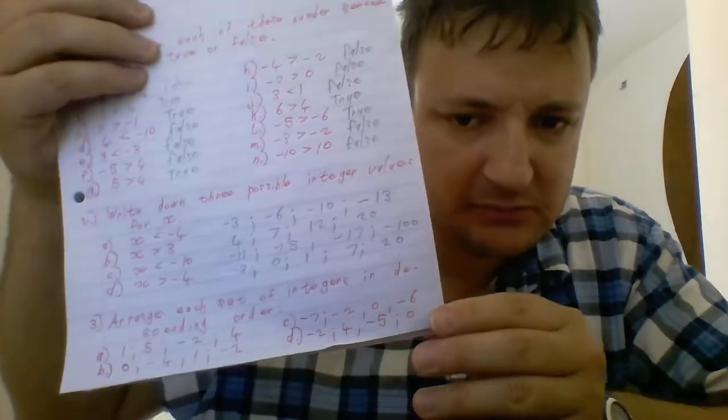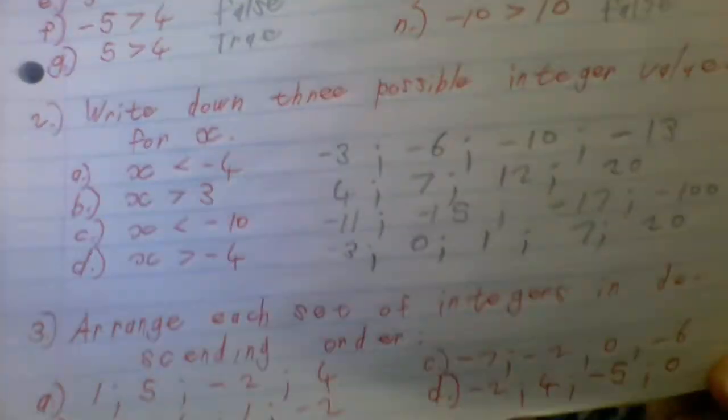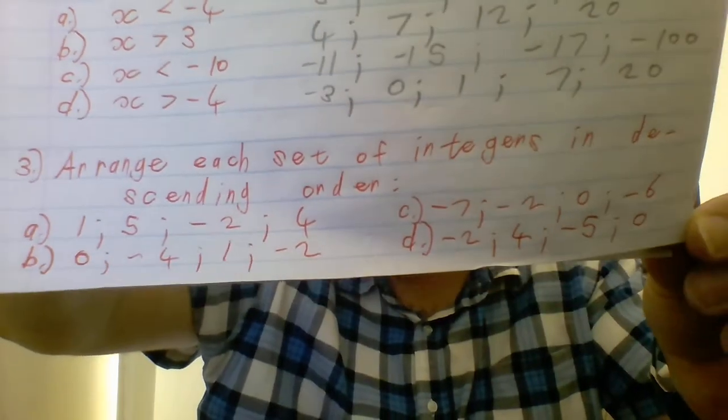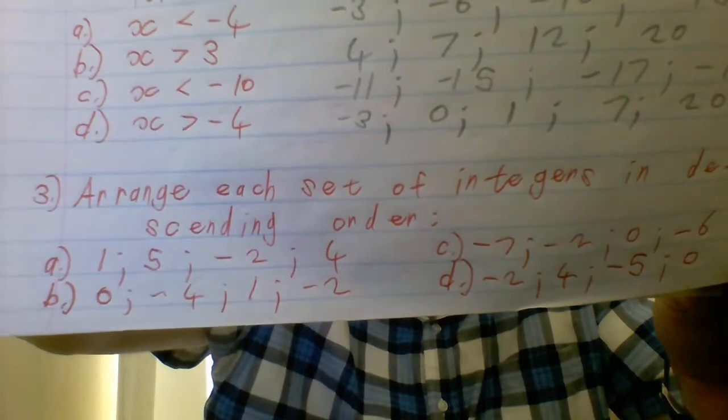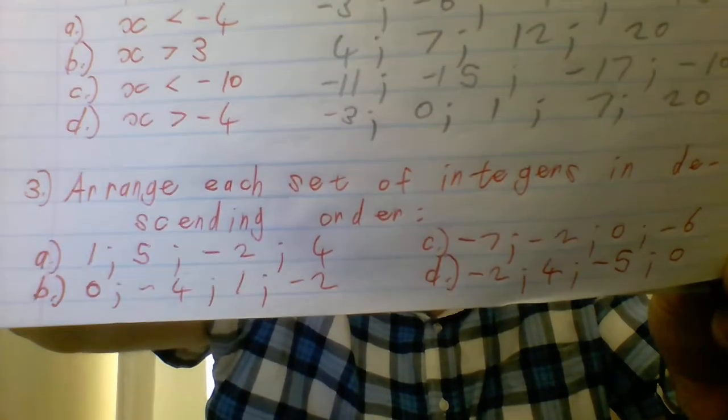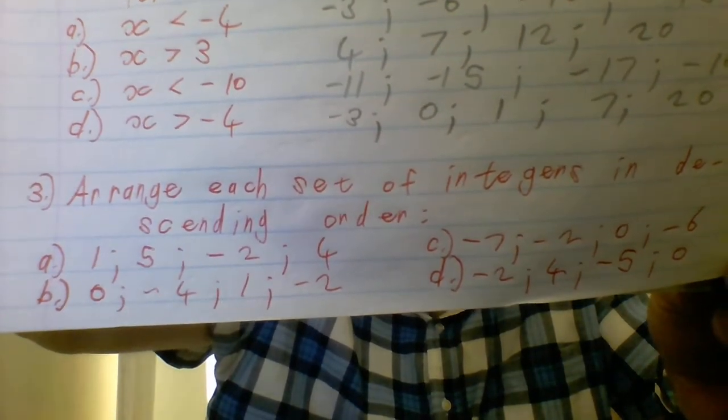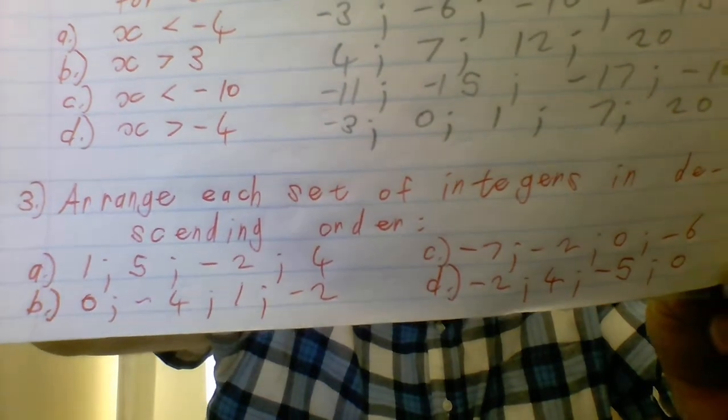So here are the questions. A is 1, 5, -2, and 4. B is 0, -4, 1, -2. C is -7, -2, 0, and -6. And D is -2, 4, -5, and 0. So the numbers were written down randomly. You just have to quickly copy it down and write it in descending order.